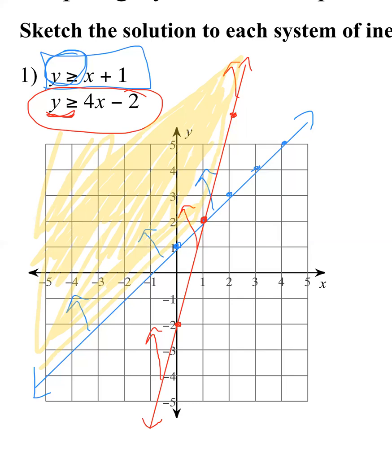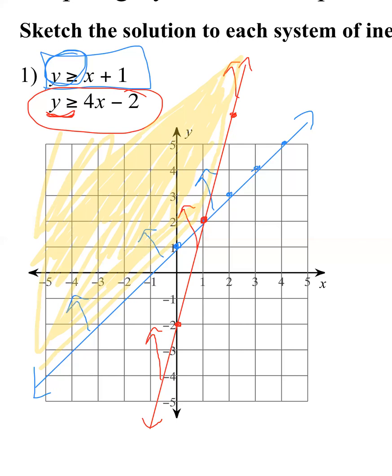If you had shaded over here, let's say, I'm gonna just do it in green. If you had shaded this part, yes, that part is above the blue line, but it's not above the red line. So that's why this one doesn't work. Okay?